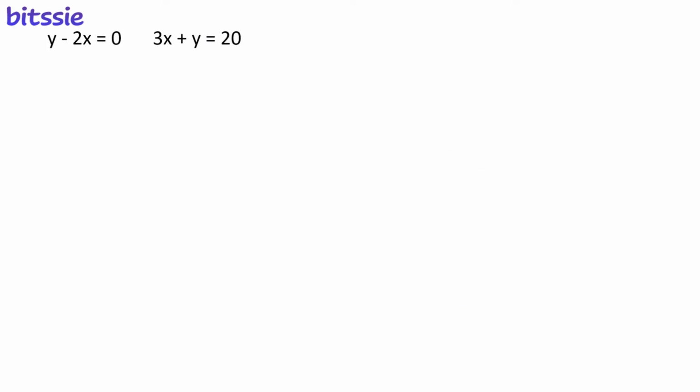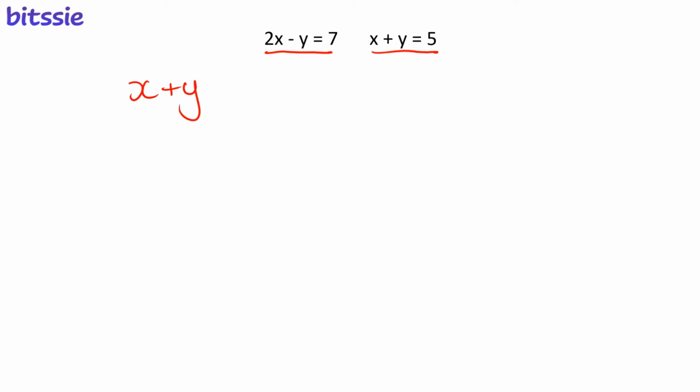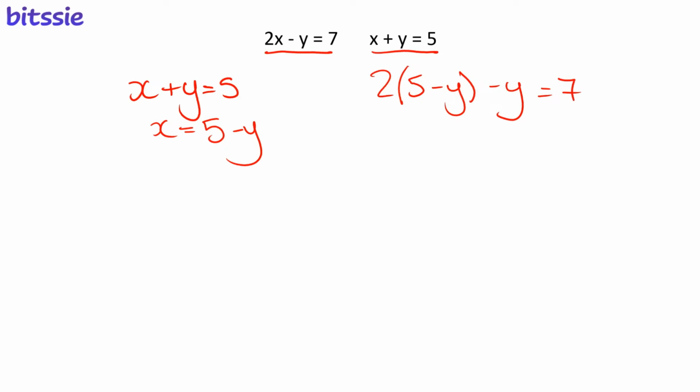Now on to question 2. This time our equations are 2x minus y equals 7 and x plus y equals 5. Let's use our second equation first this time. So x plus y equals 5, hence x equals 5 minus y. And then write out our first equation, 2 lots of 5 minus y is equal to 7. We can expand this out to give us 10 minus 2y minus y equals 7.